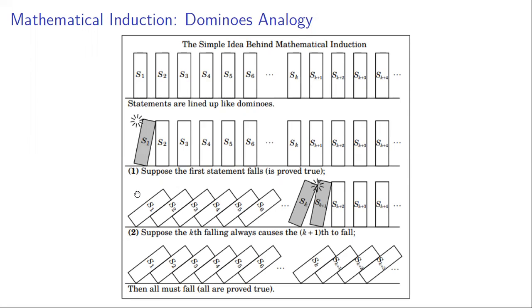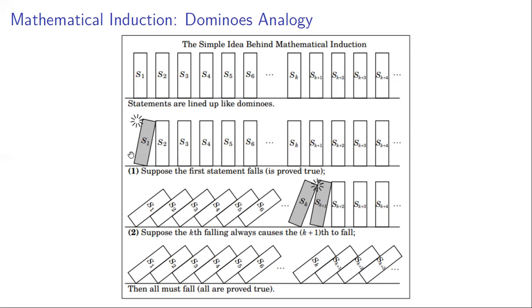Now, taking part 1 and part 2 together, we know that the first domino falls. And we know that whenever a single domino falls, the next one will also have to fall, right? Whenever domino number k falls, then domino number k plus 1 falls. The conclusion is that all must fall, meaning all statements are proved true.